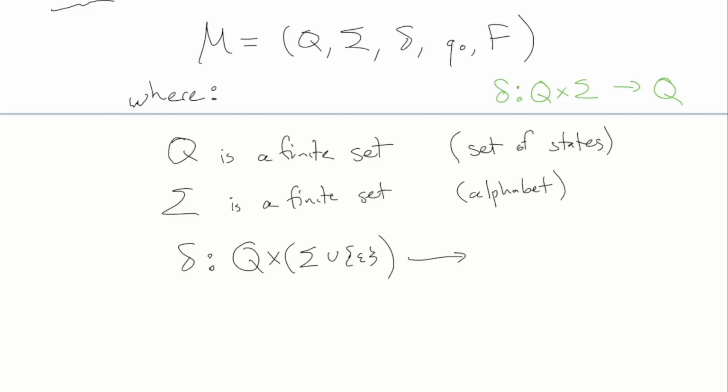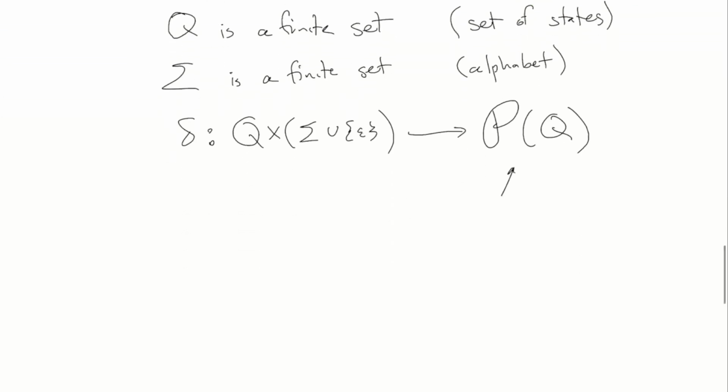There's a name for that set. Maybe nobody remembers. Yeah, you remember? The kernel? No, that's everything that becomes zero. Power. The power set, yeah. So that is typically written with a fancy P. This is the power set of Q, which means the set of all subsets of Q.